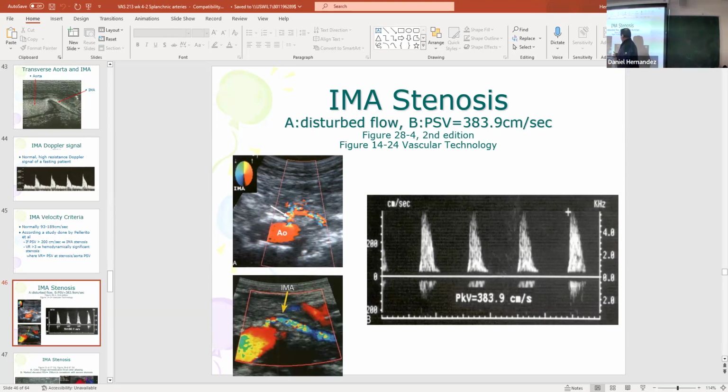All right, so IMA stenosis. Again, you're looking for signs of turbulent flow. We're going to work on getting a good Doppler angle, trying to connect this vessel back to the origin, back to the aorta. Because again, that's where your stenotic lesions are going to be, at the origins of these vessels. That's your most likely spot if there's going to be a stenotic lesion. In this case, we have very elevated velocities, 383, representing the stenotic lesion.